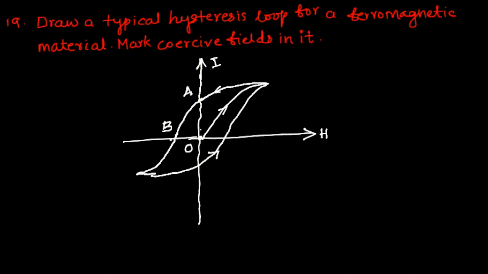Here OB represents coercive field, from O to B. This is coercive field. So here we will write it. OB represents coercive field. So coercive field means it is the negative magnetic field to make magnetization zero. Okay. Next question. Let us take next question.